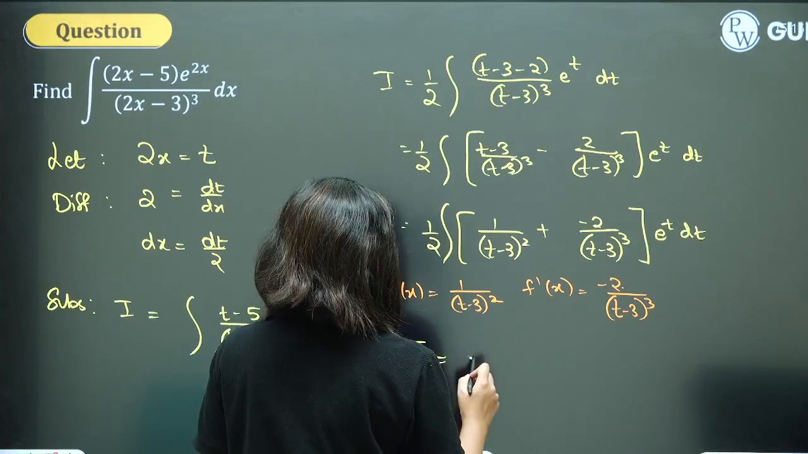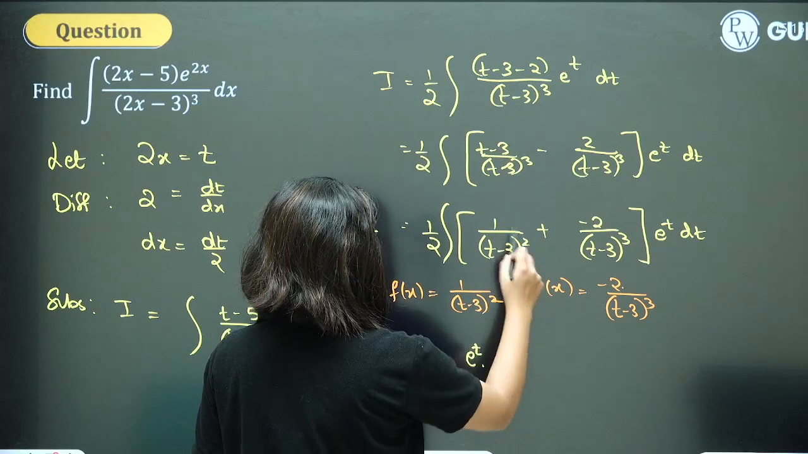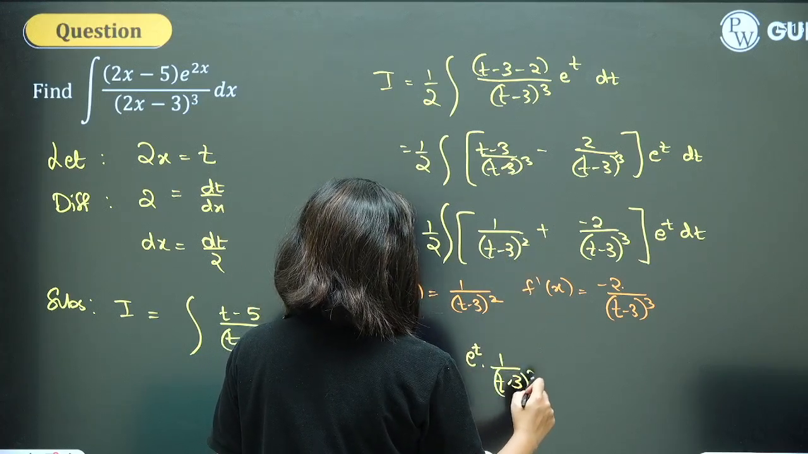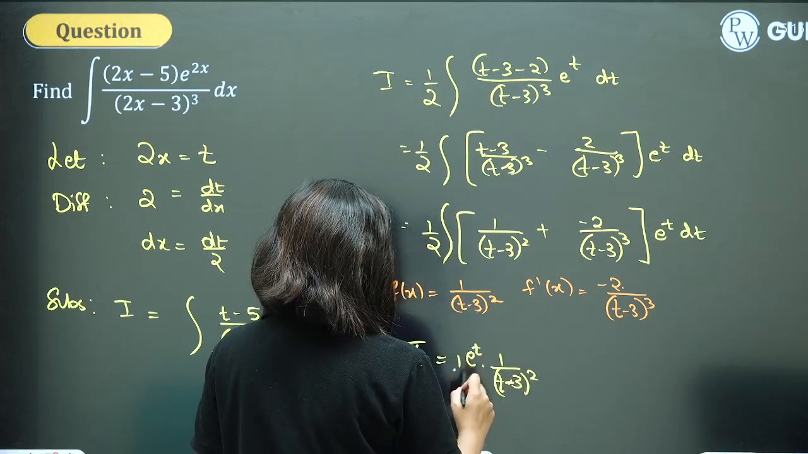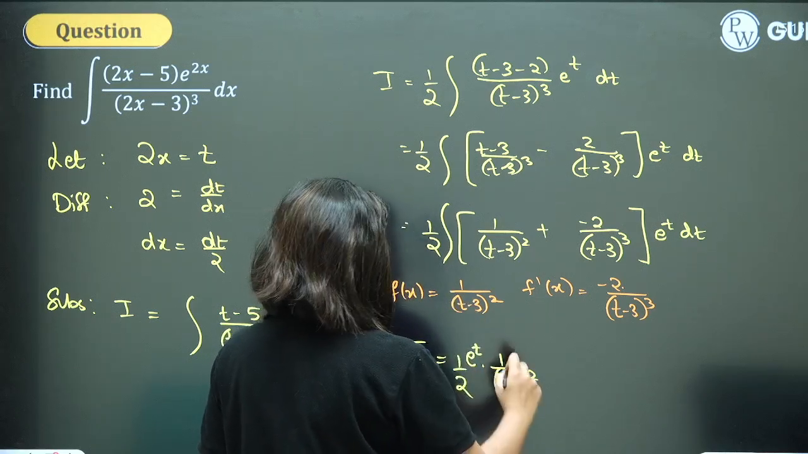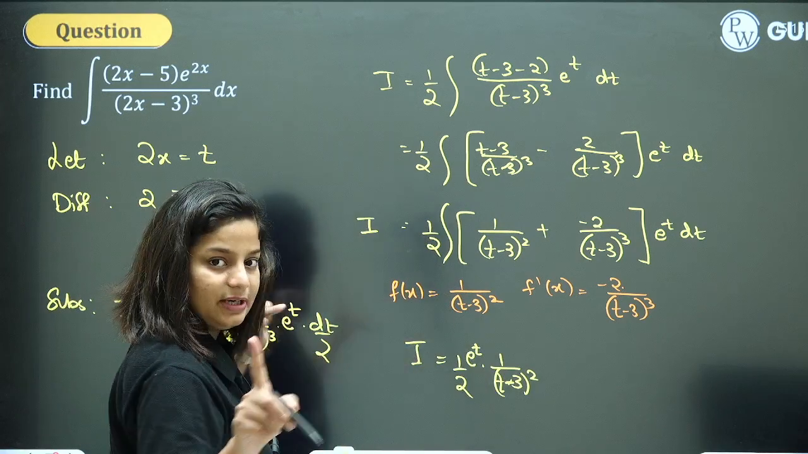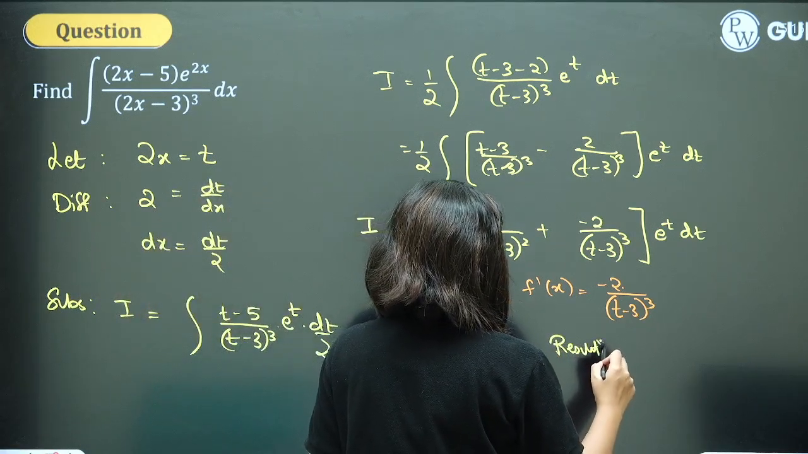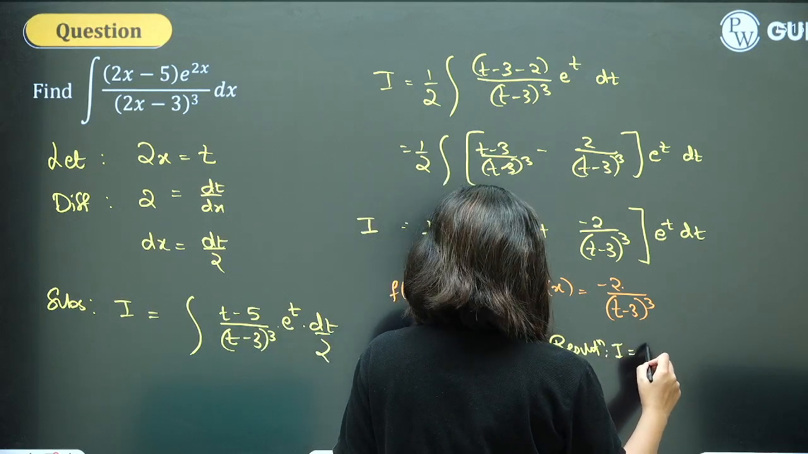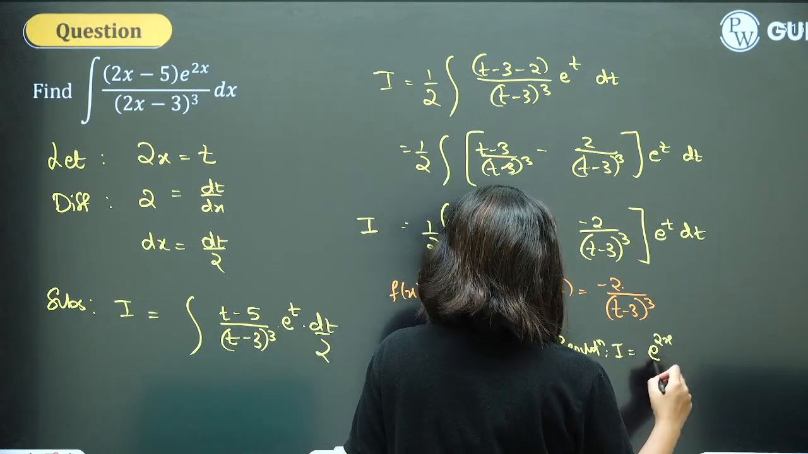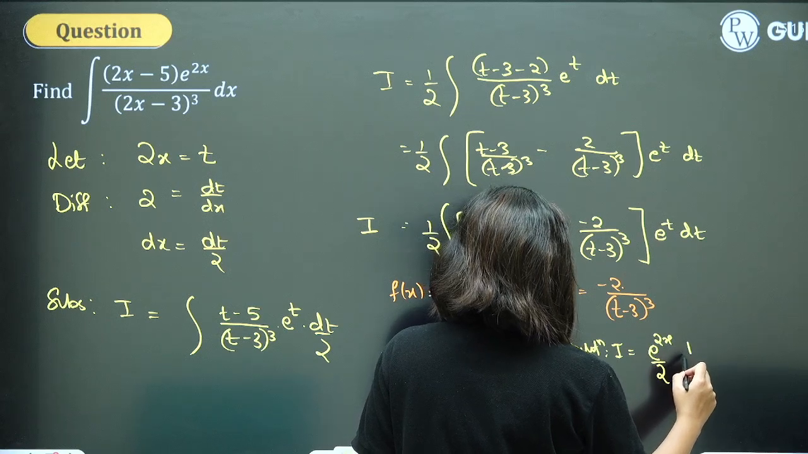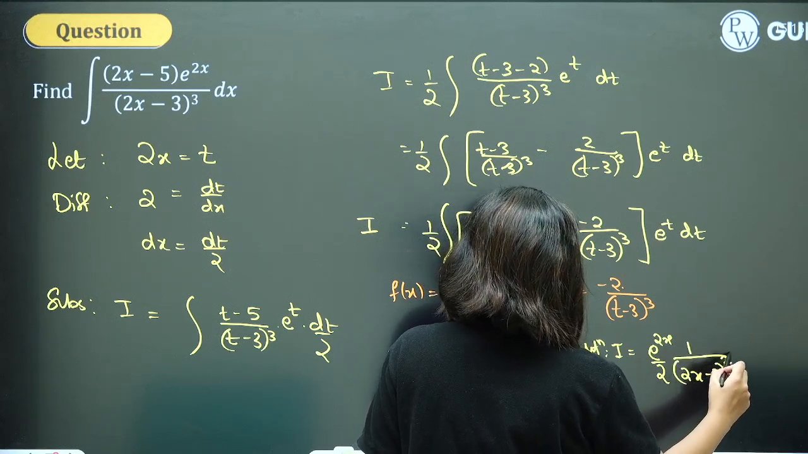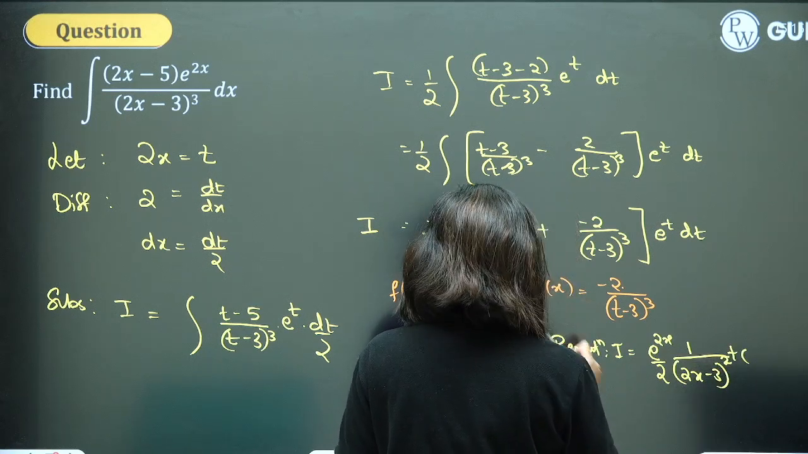I is equal to e raised to t into, it will run away with the function, 1 upon t minus 3 the whole square, and there was 1 by 2 already outside the integration. The question is solved, but LDSR is not complete, so let us resubstitute and finish it. What do you say, brother? I is equal to e raised to 2x upon 2 into 1 upon 2x minus 3 the whole square. Do not forget plus c, otherwise you will incur a lot of sin.